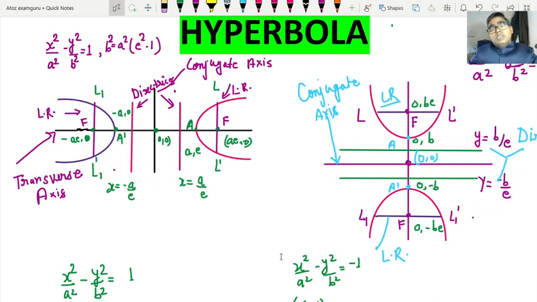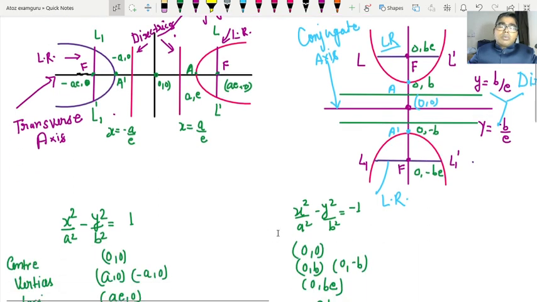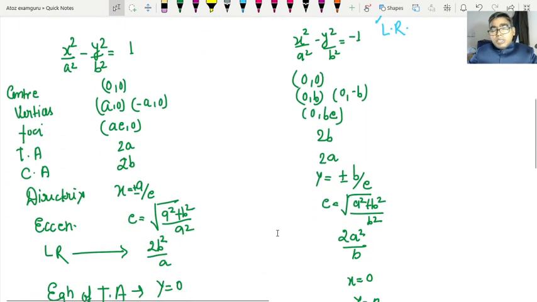The sincere suggestion in this regard is, you must remember the formulas. Until and unless you remember the formulas, you will be unable to find the solution of the question. The questions on this topic, hyperbola, are based purely on formulas. So you must remember the formulas.